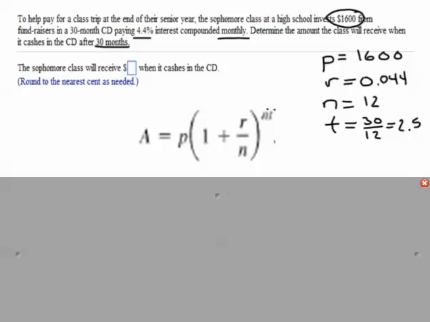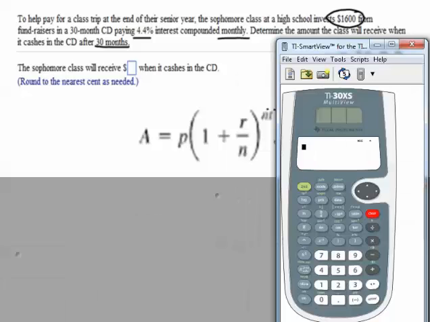So in order to do this problem, let's use our calculator. And since we have the TI-30XS MultiView, we should be able to do this all in one line of the calculator. So P is the principal. We said that's 1,600. So 1,600. Open the parentheses. 1 plus. Recall the rate is a decimal. We convert it to a decimal. So 4.4% as a decimal. We divide that by 100. We get 0.044.